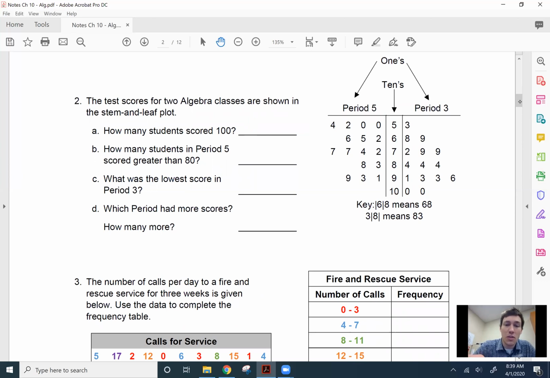So how many students in period 5? So here's period 5. This is a double stem and leaf plot. Notice we have this side represents period 3, and this side represents period 5. So all we care about on this one is period 5. It says how many students in period 5 scored greater than 80? 2, oh, 80, sorry, plus those 3. So a total of 5 greater than 80, so 5.